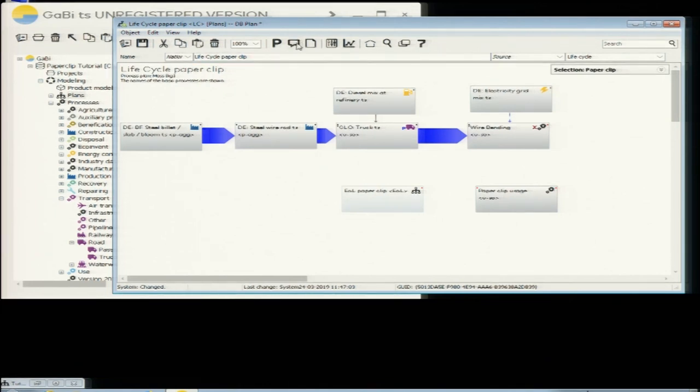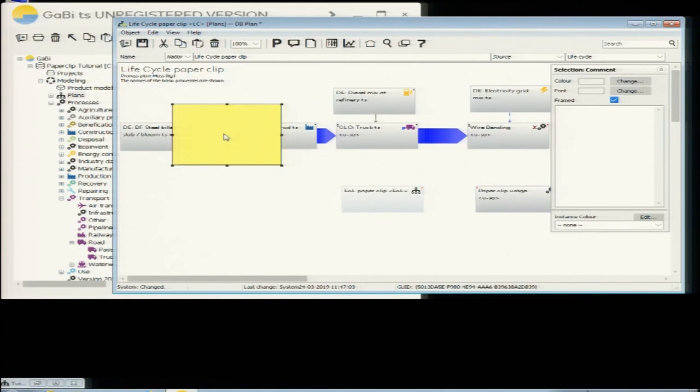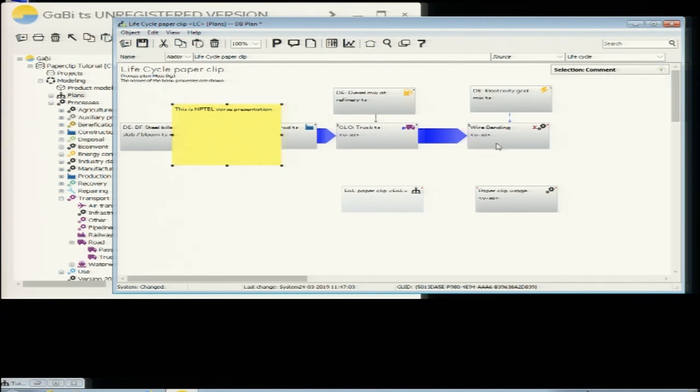Also, I can even put comments here. This is the comment tab here. I can put a comment here. For instance, I can put some information here. I could put, this is NPTEL course presentation. Okay, this is the comment that I put here.